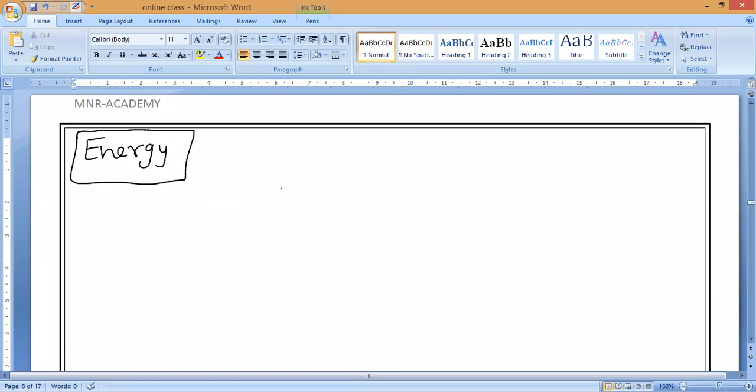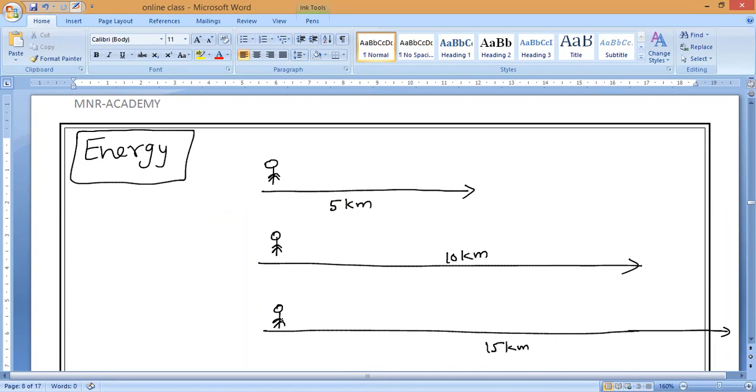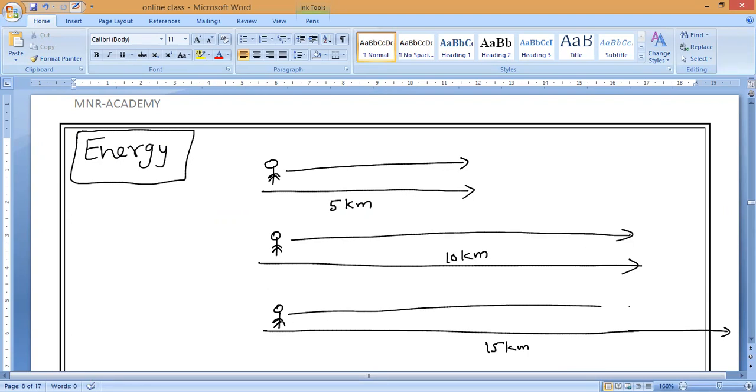For example, let me take a race. Here is a 5 kilometer track, here a 10 kilometer track, and here what we call a 15 kilometer track. For example, Darun is running here, Prados here, and Elmukil here. Darun can run maximum 5 kilometers, Prados can run maximum 10 kilometers, and Elmukil can run maximum 15 kilometers.